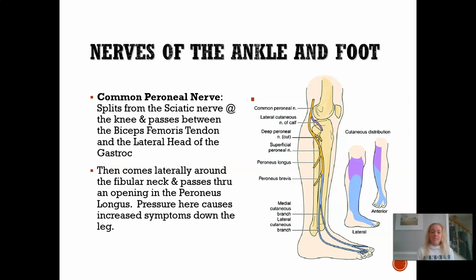This nerve can be damaged if there is a fracture of the fibula because it is so superficial there, especially here where it branches around the head of the fibula.